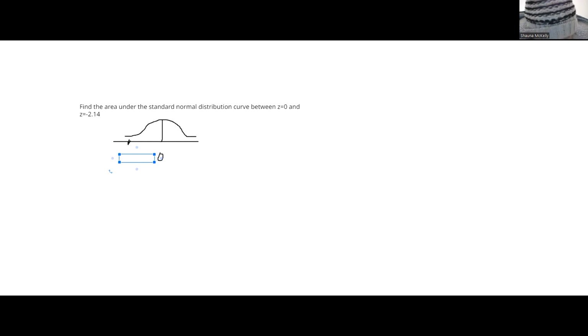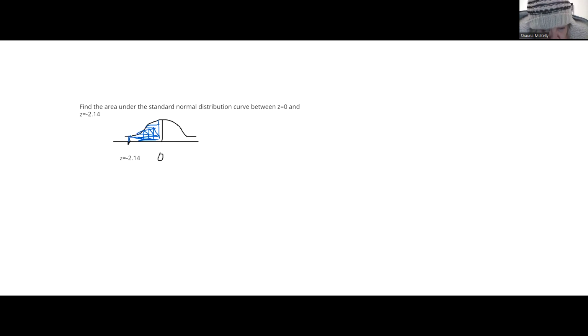Okay, now here I'm going to say, let me get my colors. Okay, so now, here's my point, right? From here over is my area, and you do need to shade. Shade the area you're trying to find. Doesn't have to be pretty. Just has to be semi-accurate, okay? 0, negative 2.14.